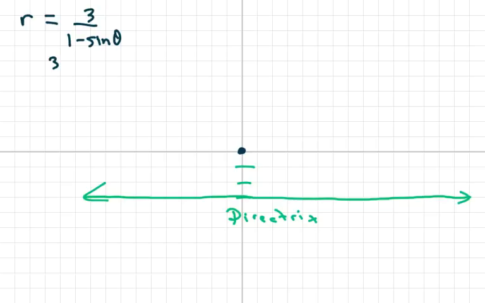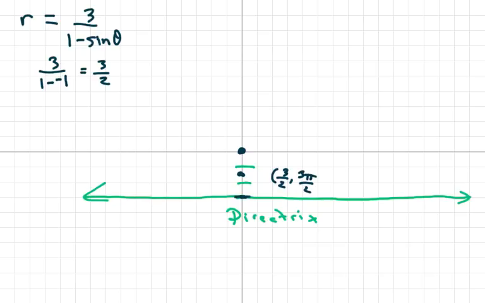So you have 3 over 1 minus a negative 1, which equals 3 over 2. So 3 over 2 is 1.5, which is right here. And actually you could have just gotten it by looking, because remember on parabolas, the vertex is the midpoint between the focus and the directrix line. So this is 3/2, comma 3 pi over 2.